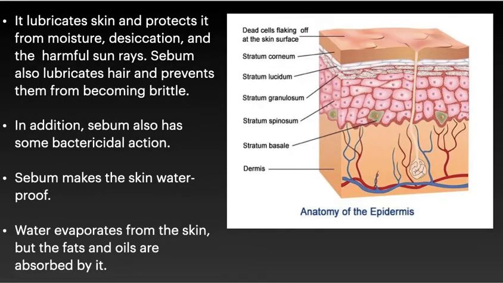Now, this sebum is helpful in lubricating skin and protects it from moisture, desiccation, and harmful sun rays. Sebum also lubricates hair and prevents it from becoming brittle. In addition, sebum also has some bactericidal action, making the skin proof. Water evaporates from the skin, but the fats and oils are absorbed by it.